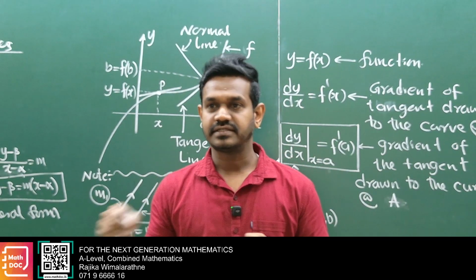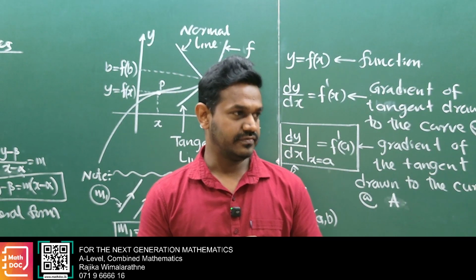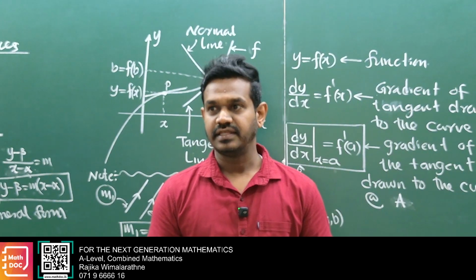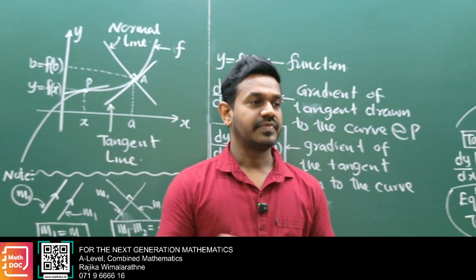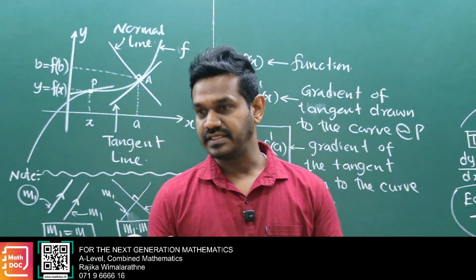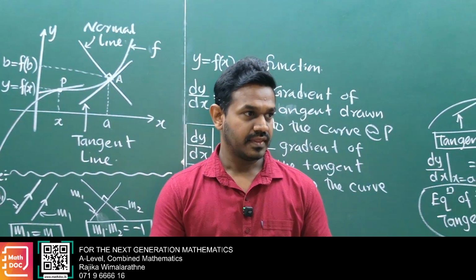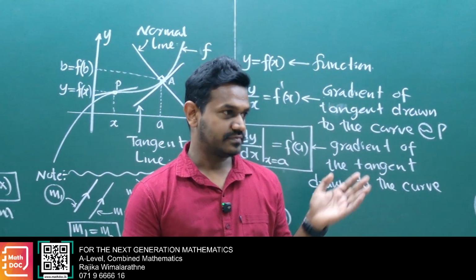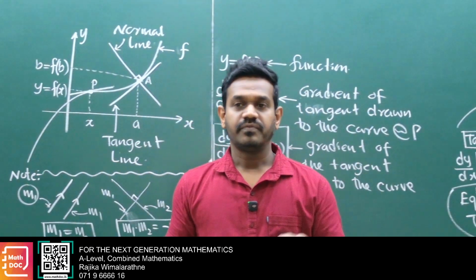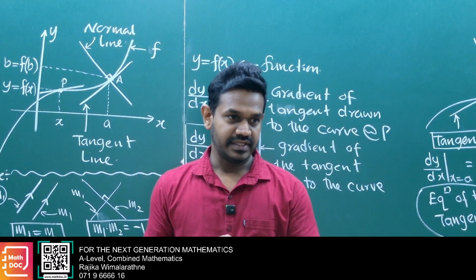Then you write the straight line equation. That is the equation of the tangent. And further, we know the gradient of the tangent by the derivative. Then the normal is perpendicular to that. Therefore, by the derivative you can find the gradient of the tangent.